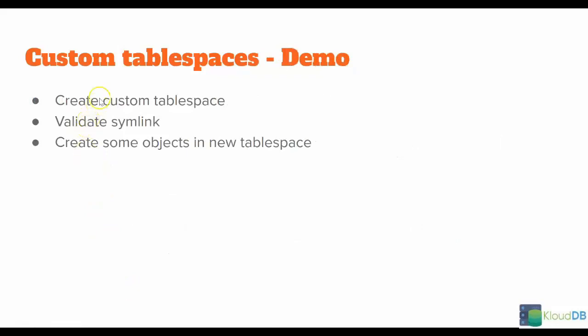In this demo, we're going to create a custom tablespace, validate the symbolic link when it gets created, and then create some objects in the new tablespace. Let's get started.